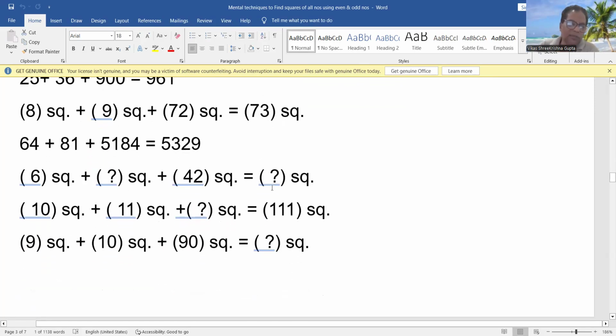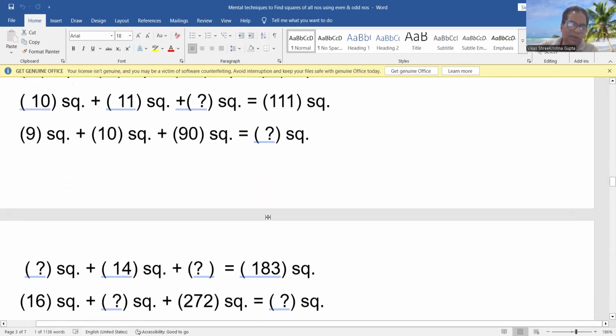Now, suppose I give you this equation: 6 square plus question mark plus 42 square is equal to question mark. What do you put in the place of the question mark? Definitely it should be 7. 6 square plus 7 square plus 42 square, because 42 is 6 into 7, is equal to 43 square. In the same way, 10 square plus 11 square plus question mark. It should be the product of 10 and 11, which is 110 square. And when I add all these three, I get the square of 111.